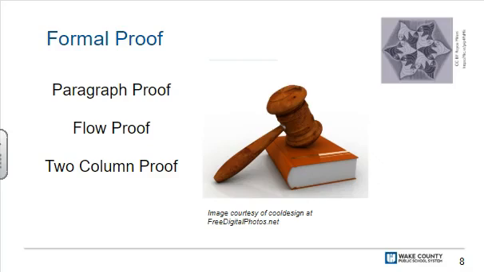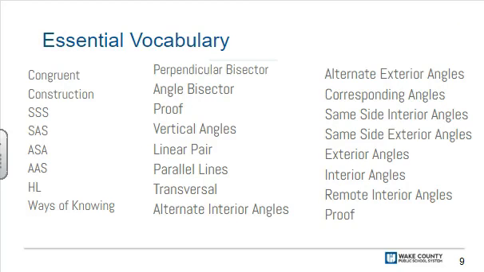The unit concludes with Lesson 10, where you will apply what you have learned throughout the unit to write formal paragraph, flow, or two-column proofs to prove conjectures about lines, angles, and triangles. Here is a list of key vocabulary terms for this unit. Some of these vocabulary terms should already be familiar to you from the previous unit and previous courses.